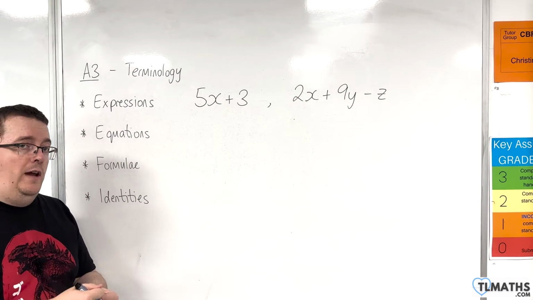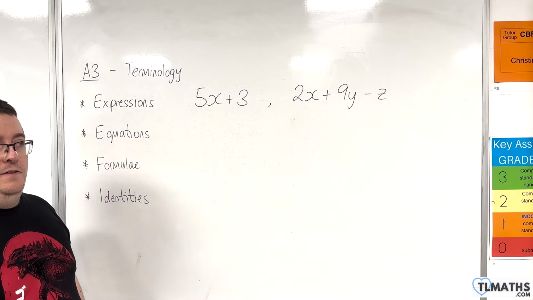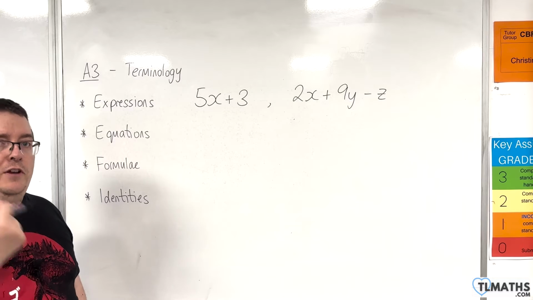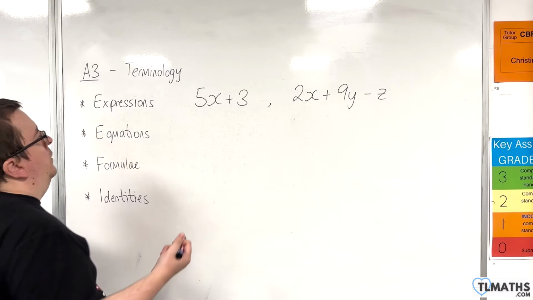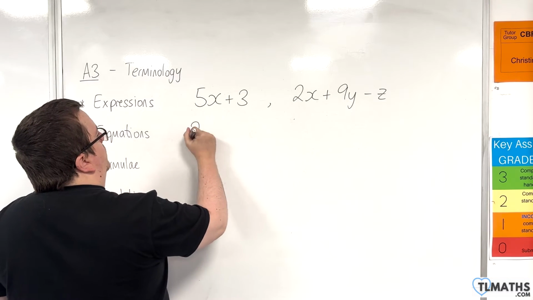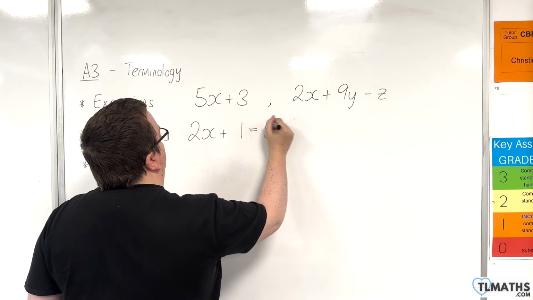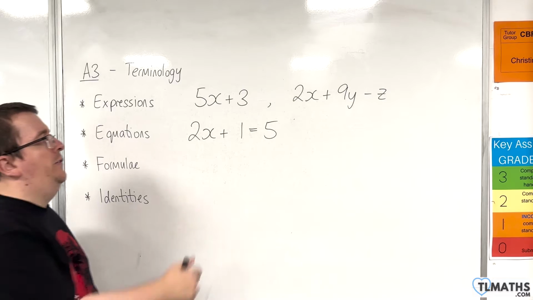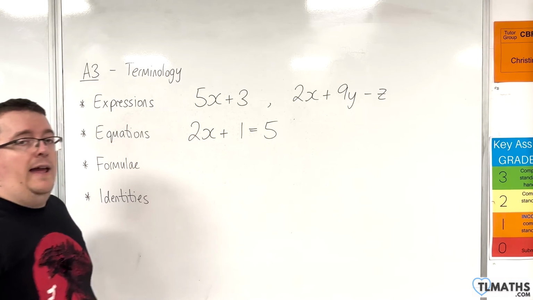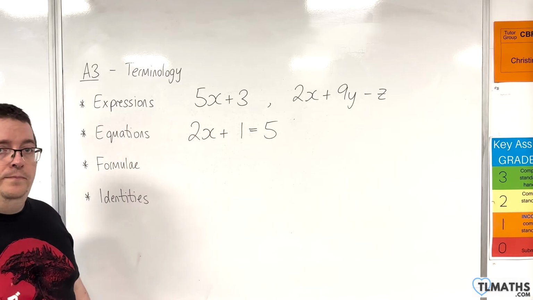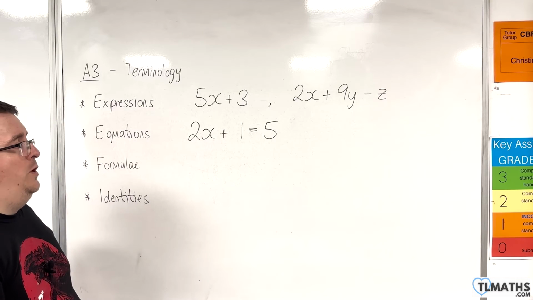An equation, however, has an equal sign. Okay, so anything with an equal sign is an equation. So, for example, 2x plus 1 is equal to 5. Here is an equation. This one can be solved. So in this case, x is equal to 2. Okay, that is the solution to that equation.